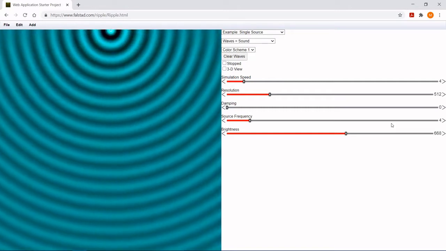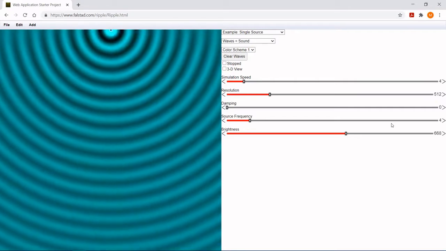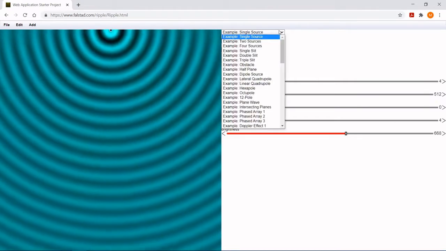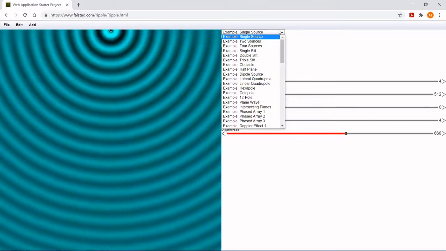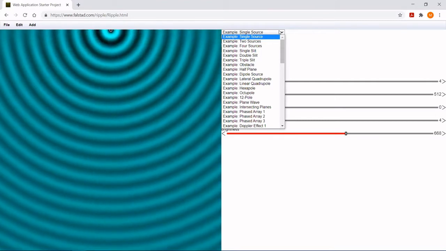Hello and welcome to our first look at wave optics. I just can't get away from the Falstad ripple tank. It's perfect for so many of our purposes. The purpose of this presentation is to investigate the famous two-slit interference pattern, or two-source interference pattern.